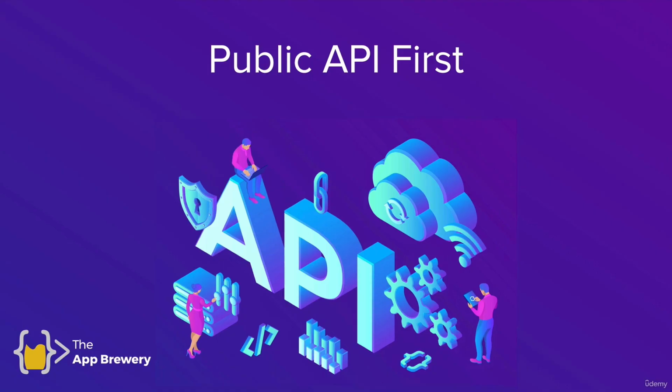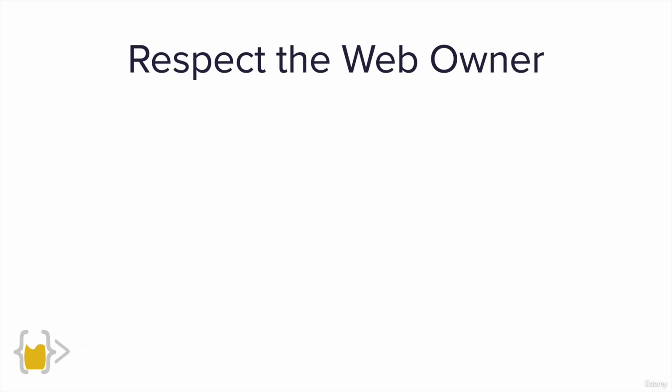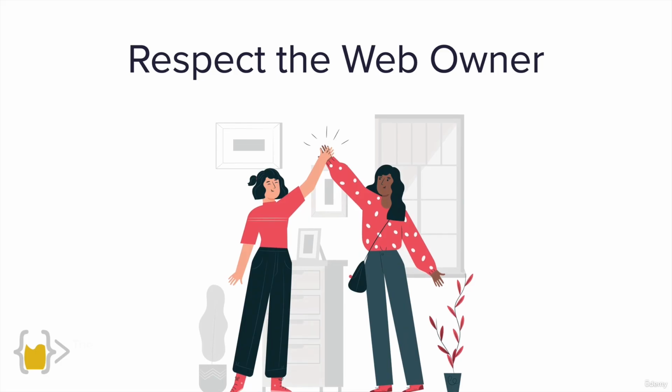The second thing is to respect the web owner, because you don't want somebody to access your website 1,000,000 times a second, potentially making your website go down, or it could count as a DDoS attack where it affects other users using the website.